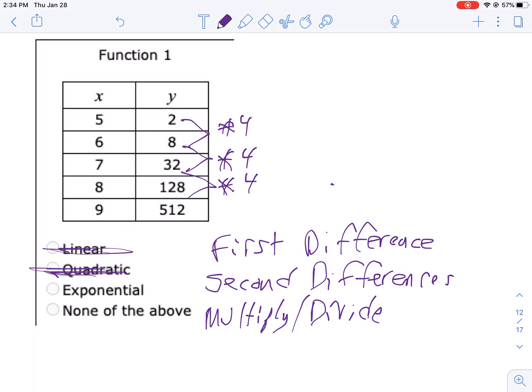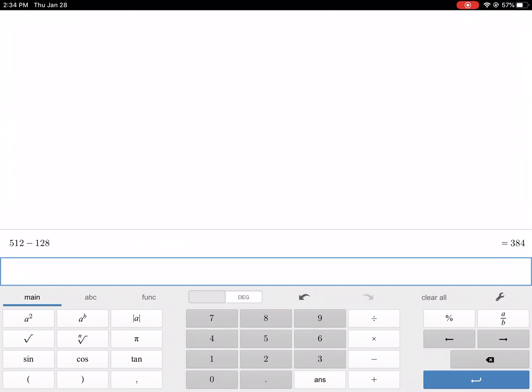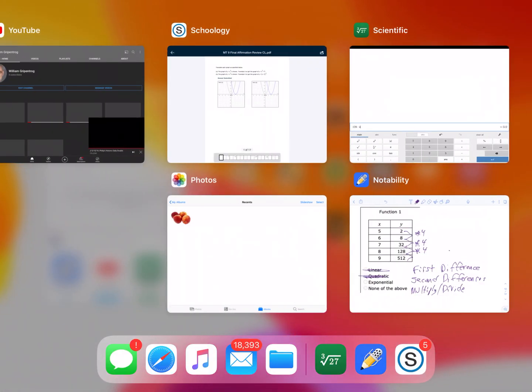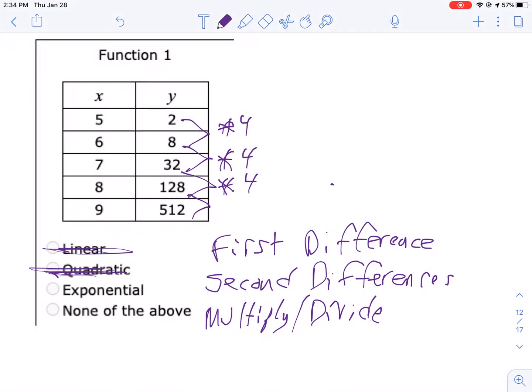Because 2 times 4 is 8, and 8 times 4 is 32. If I take 128 times 4, I get 512. So that's multiplying by 4, isn't it? Since I'm multiplying by 4, that's exponential. If it wasn't the first differences, or the second differences, or if you didn't multiply or divide, then the answer would be none.